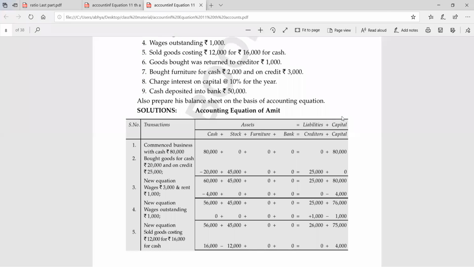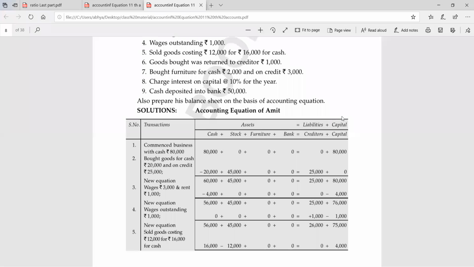Yes, 4,000. So what is the treatment for profit? You all know. Profits are always added to capital. Yes, very good. Everyone is giving me the correct answer. So first of all, we will add this profit in capital. You can see 75,000 plus 4,000.